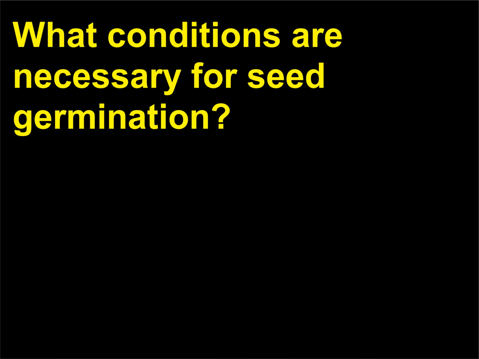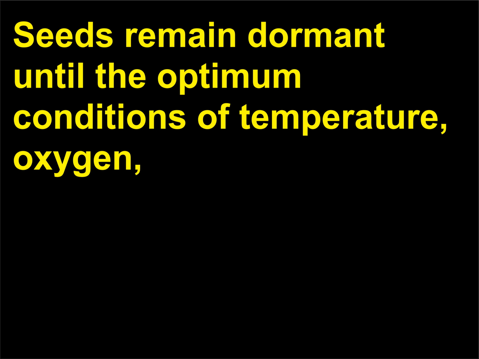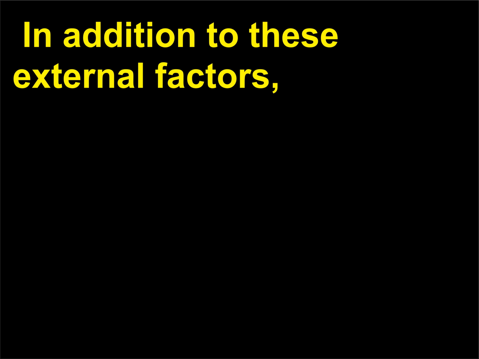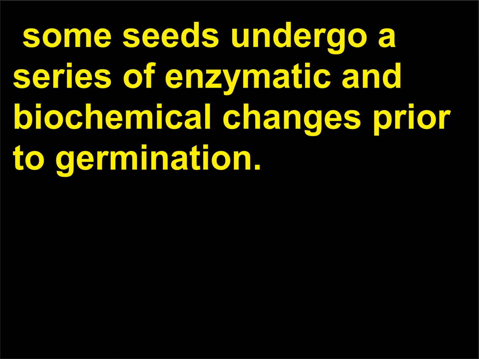What conditions are necessary for seed germination? Seeds remain dormant until the optimum conditions of temperature, oxygen, and moisture are available for germination and further development. In addition to these external factors, some seeds undergo a series of enzymatic and biochemical changes prior to germination.